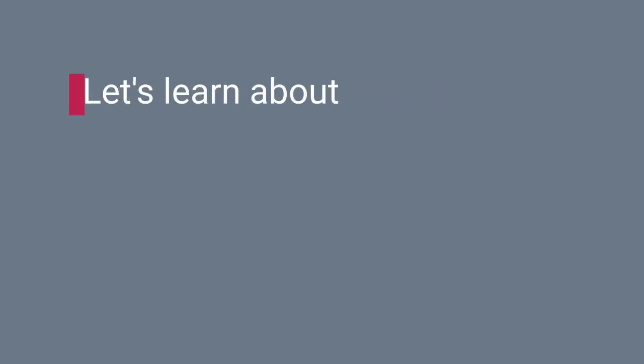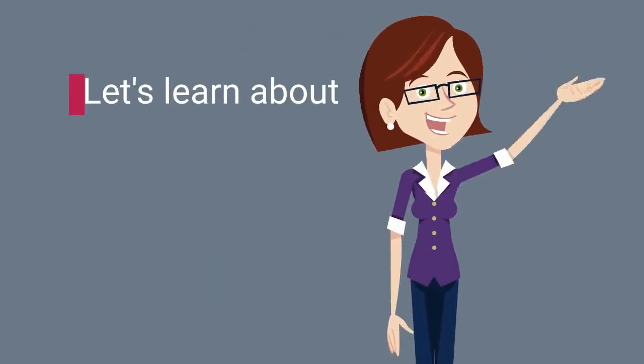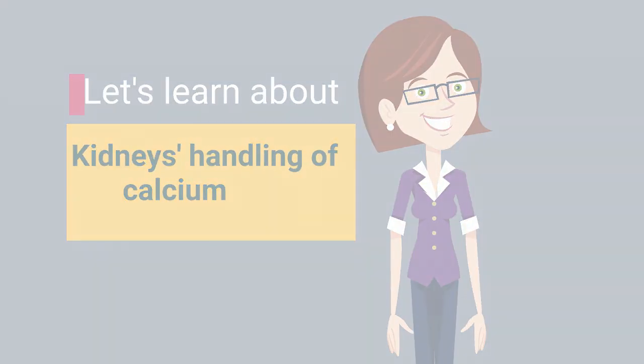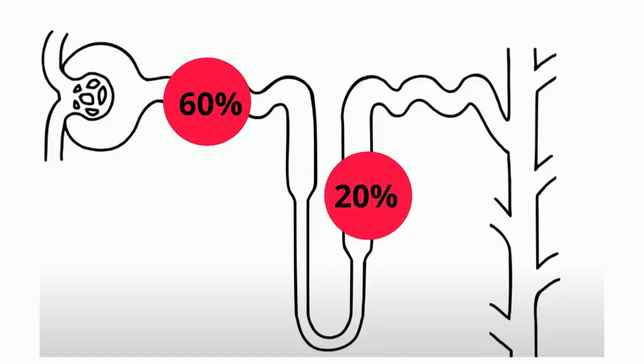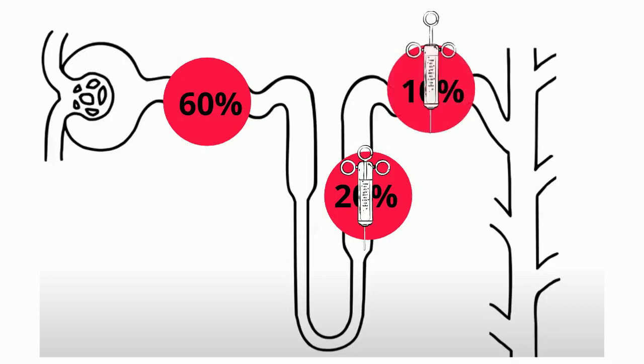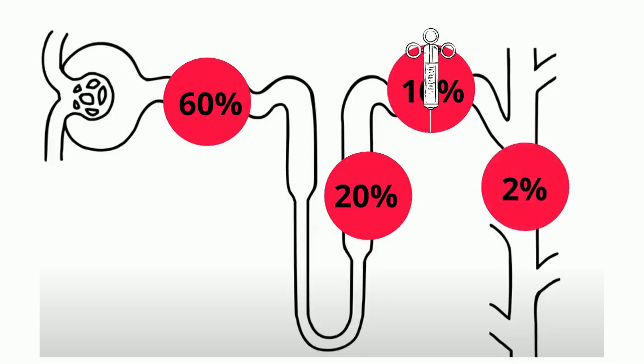Now we're going to go through the kidney. How does the kidney absorb calcium? Here are the tubules. 60% of calcium is reabsorbed in the proximal tubule, another 20% in the thick ascending limb, where furosemide works, another 10% in the distal convoluted tubule, where the thiazides work, and 2% in the collecting duct.